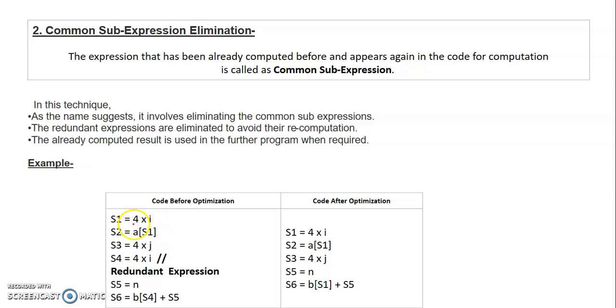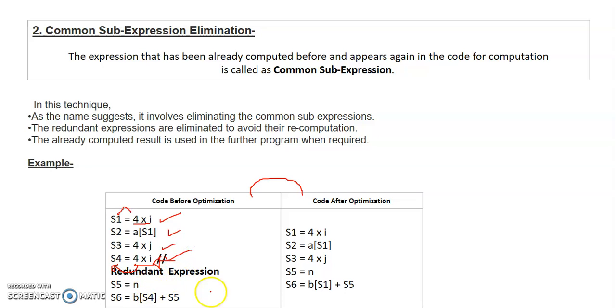In this code, 4 asterisk I is an expression whose value is assigned to S1, and later 4 asterisk I is evaluated again and assigned to the temporary variable S4. So 4 asterisk I is a common sub expression, and at this point this expression need not be calculated. Before optimization, this is the code, and when the optimizer optimizes the code, the first statement is there, the second statement remains as it is, the third statement remains as it is, but S4 will be removed by the optimizer.